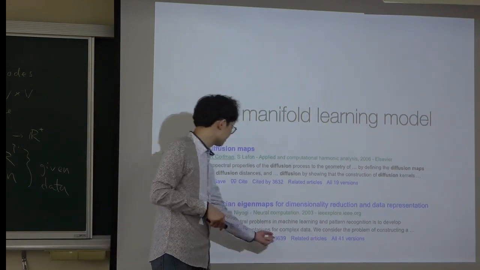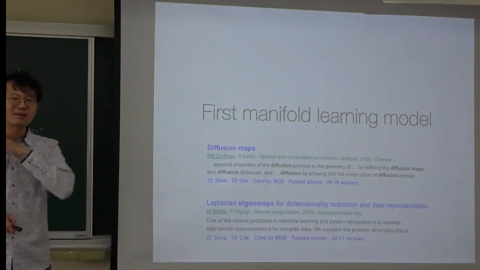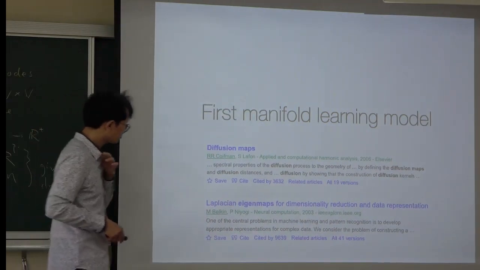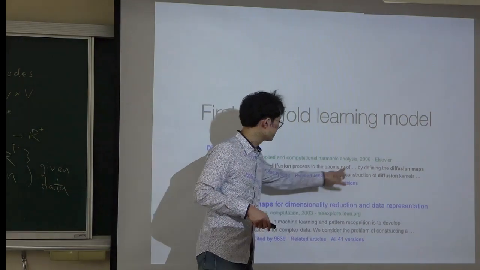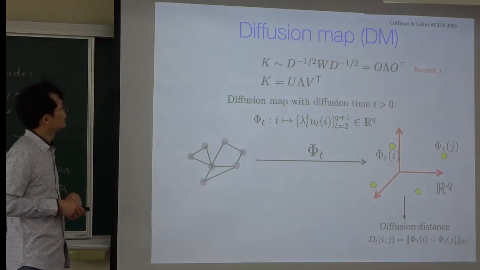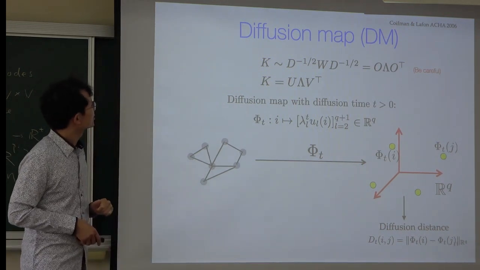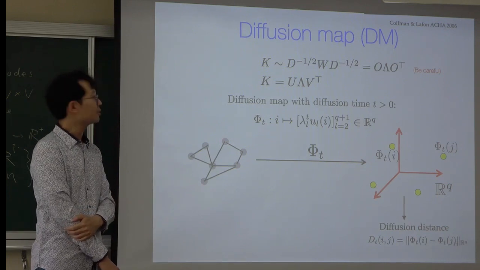You can see the number of citations. That is a very, very good number, right? And this is 2003. This is 2006. That is the topic before deep learning. So the diffusion map is actually very simple.